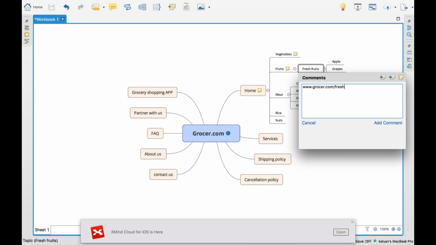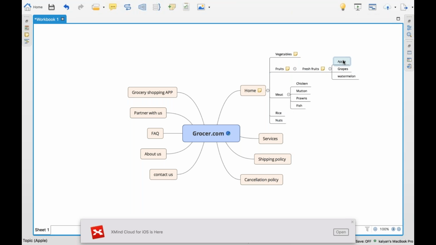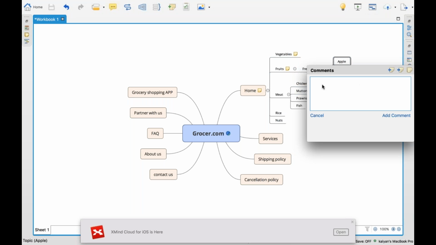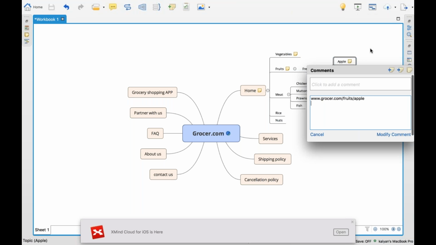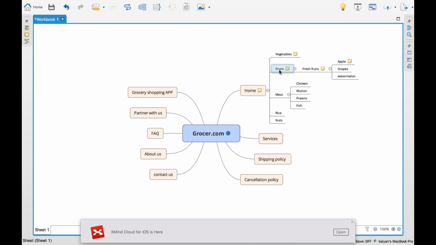Grocer.com slash fresh fruits should be one of the URLs for this particular page. So I have given a URL for this. Now what should be the URL for the product page? www.grocer.com slash fruits slash apple. Right? So if someone is searching for buy apple online, they should be landing here. A few people might search for buy fruits online, they should be landing here. If someone is searching for buy chicken online, they should be landing here.